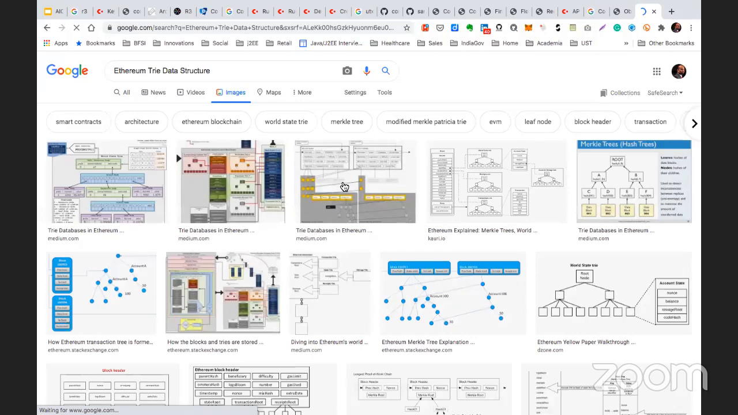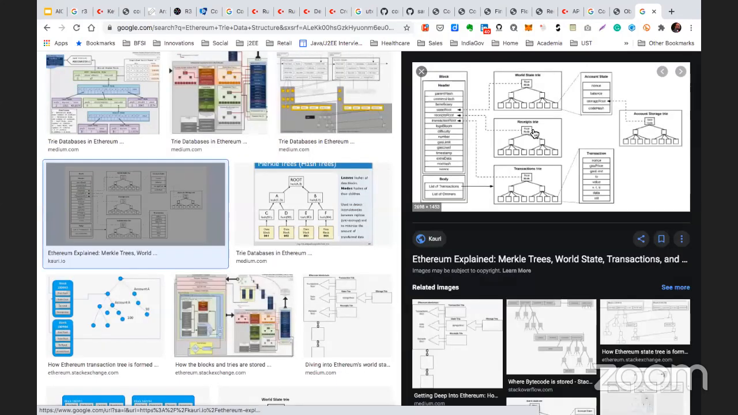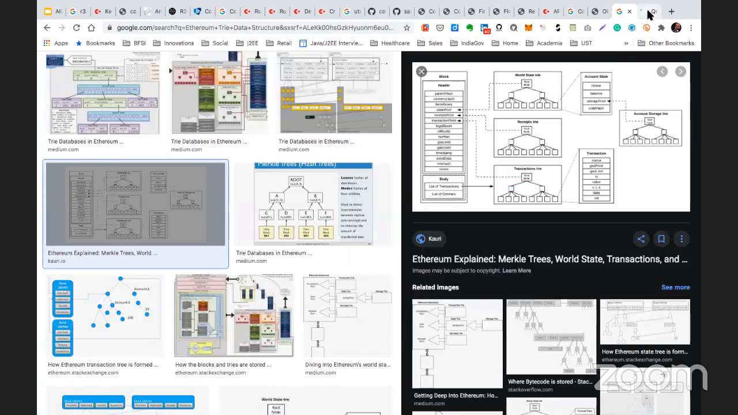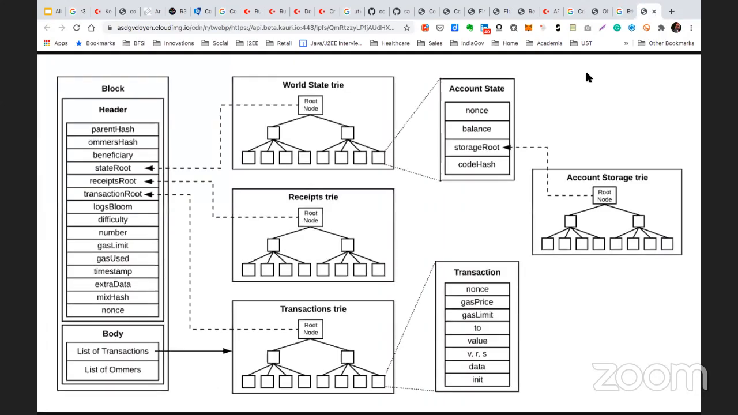So this is a simple diagram. Essentially, I think this shows you better. Yeah, if you look at the Ethereum data structure, it has 3 tries. A world state trie. So, this is the trie from Ethereum. World state trie, receipt trie, and transaction trie. So this is something called Merkle-Patricia trie.